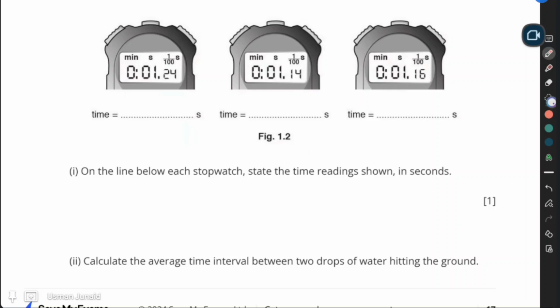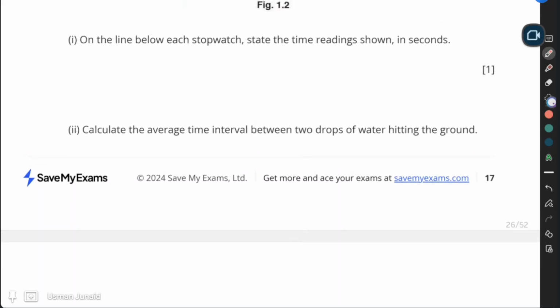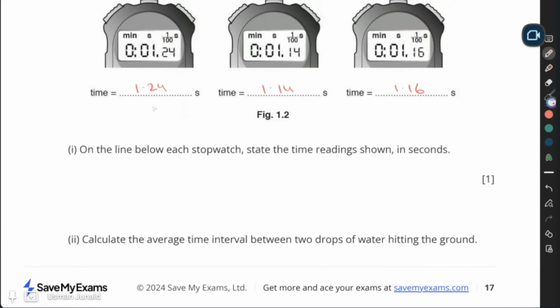So it's 1.24 seconds, 1.14 seconds, 1.16 seconds. Okay, makes sense. On the line below, calculate the average time interval between two drops hitting the ground. So you've got three intervals, so you'll take the average. What is the average?